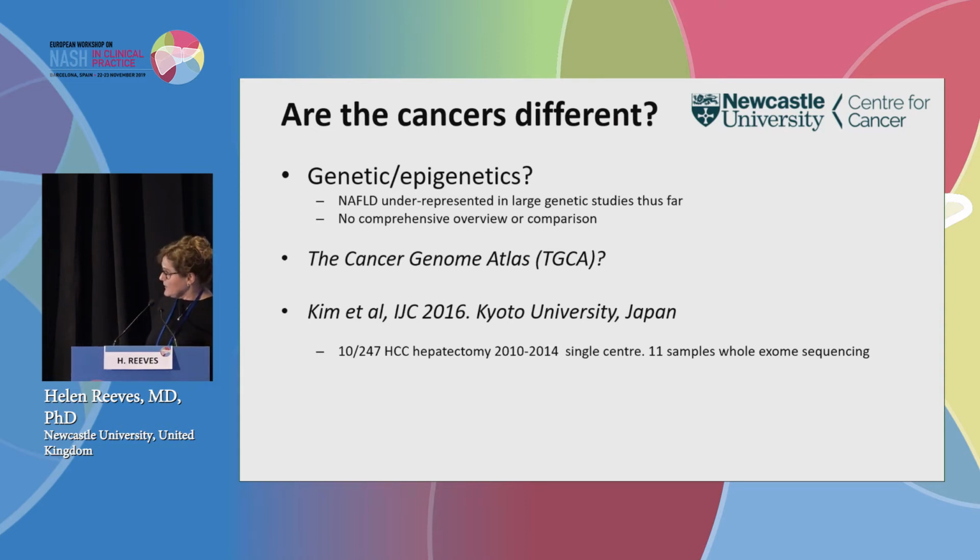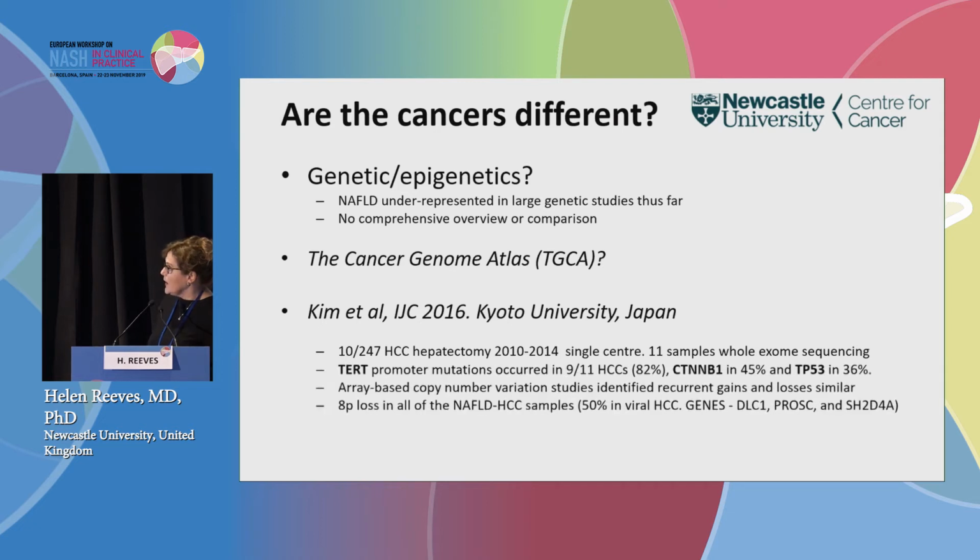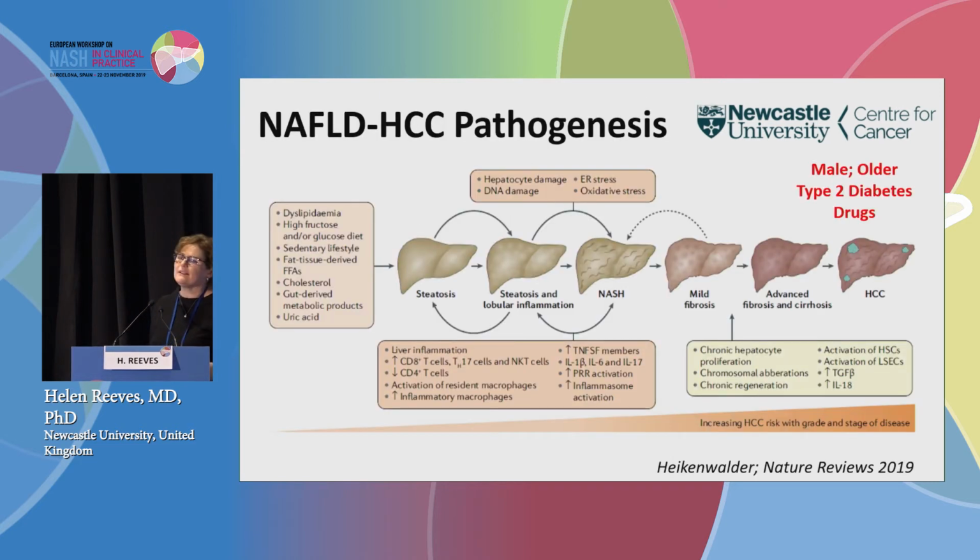And so this was published a few years ago. They'd done whole exome sequencing on the cancers in those cases and compared them to the other cases. And actually, the mutations that were seen were the mutations that you see in viral hepatitis-related cancers, TERT, beta-catenin, P53, and there were similar changes in the losses and gains of chromosomes. They identified this one that might have been significantly different, but actually the numbers were very small. So probably the cancers themselves are similar.